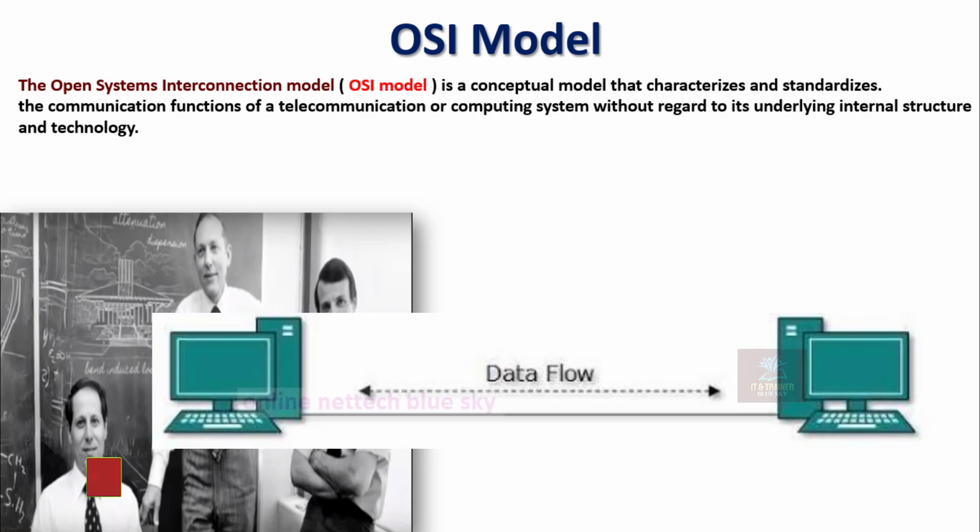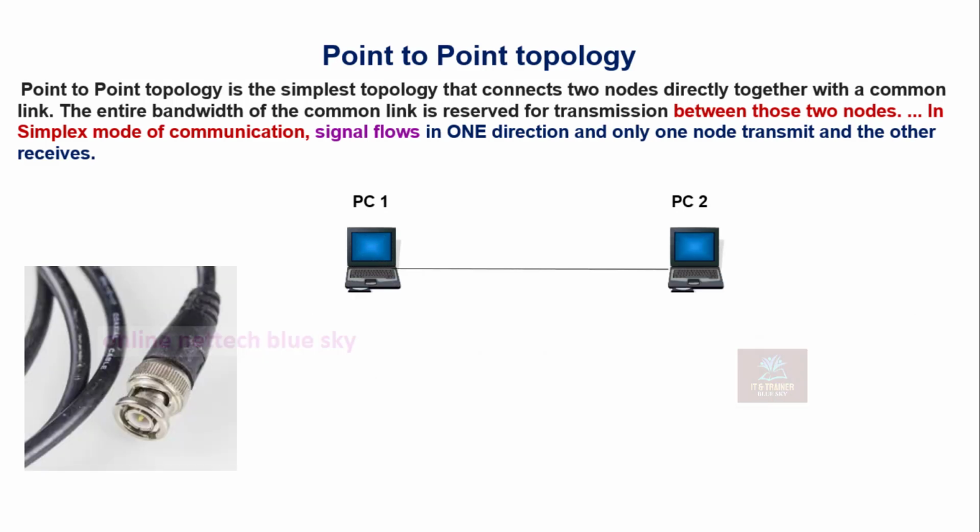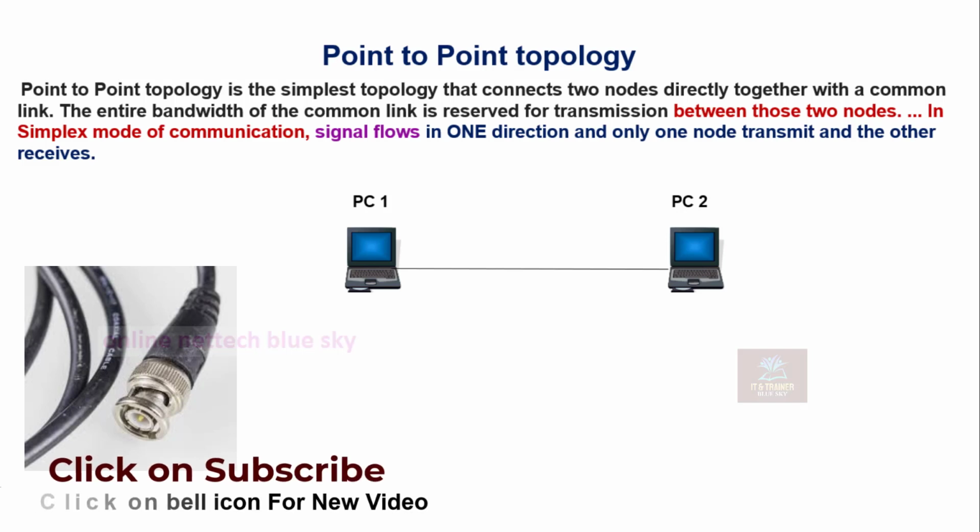It's called point-to-point topology. In this old generation of computers, for the first time one computer was connected to another computer by cable. But they could not communicate: not sending data, not receiving data.